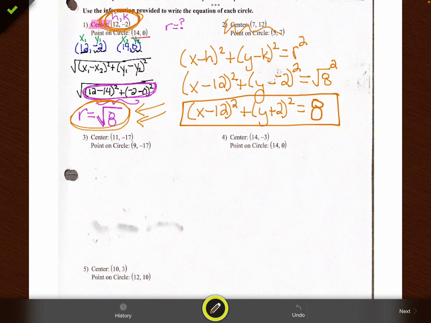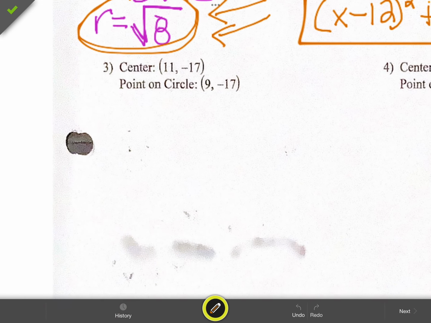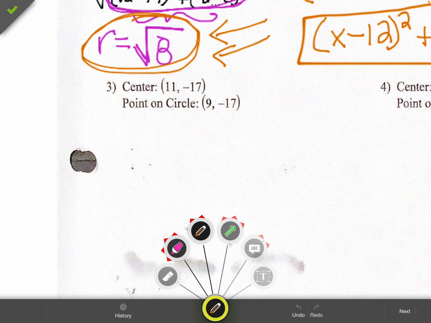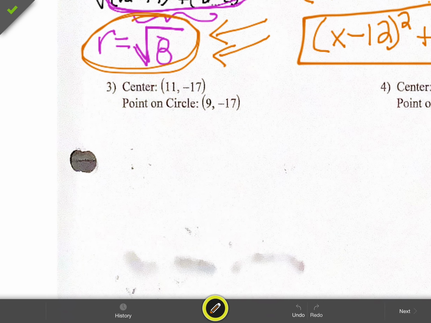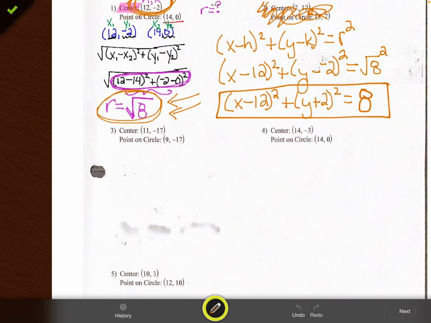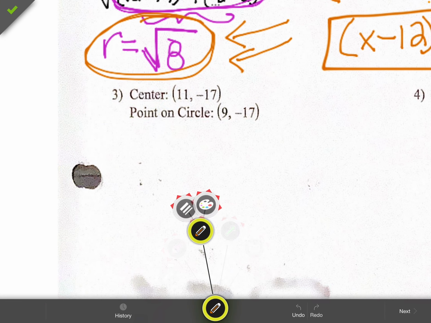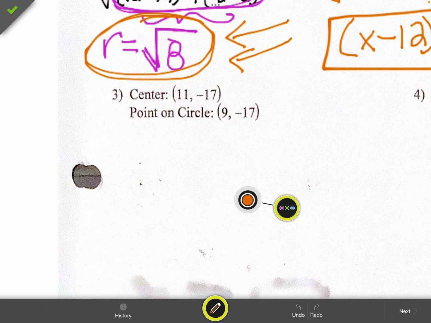All right, so let's do another one. Again, we didn't do 2, so just cross that out. We're going to do 3 because we have space and I write large. So again, let's pay attention to what they're giving us. They're giving us a center. The center is (11, -17). Remember, they're starting you out with h and k. That's your h, that's your k. The point on our circle is (9, -17).